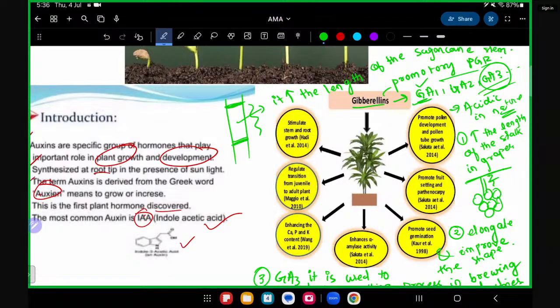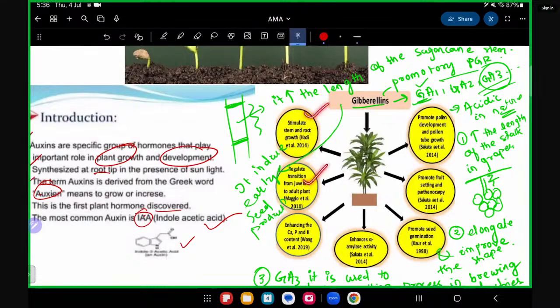Then last point is, okay, last point is it induces early seed production. What it induces? It induces early seed production. So these are some functions of gibberellic acid, that is gibberellin, and these are the functions that are written in NCERT. Okay.